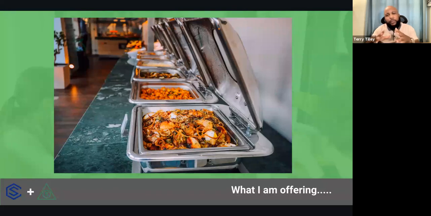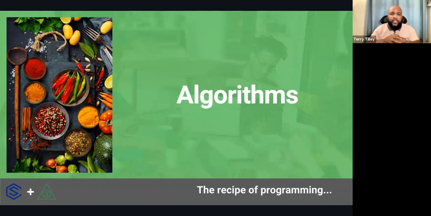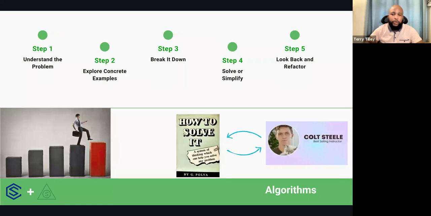When I say food, I'm thinking of a buffet, if you've ever been to one pre-COVID. A buffet is an entire offering of all types of cuisines, things that you can indulge in. What I'm offering today is an indulgence in all the different things that make up CS. First and foremost, we talk about algorithms. It's literally the ingredients of computer science, and I call it the recipe of programming. So we're going to highlight and touch on some best practices.